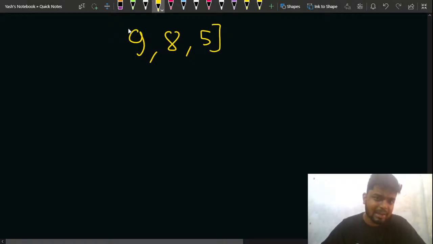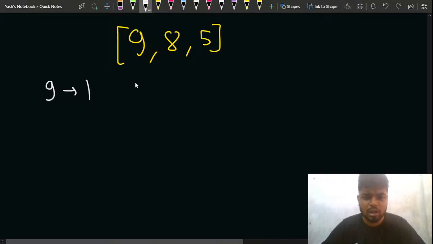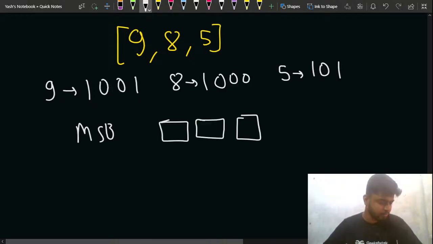If I have 9, 8 and 5, in this case what will I do, right? That is the concern. So let's first do the indexing part, the binary. Let's write them in binary form. So this will be what? One bit will be set here, this will be 8 to 9. Everyone agree on this part?